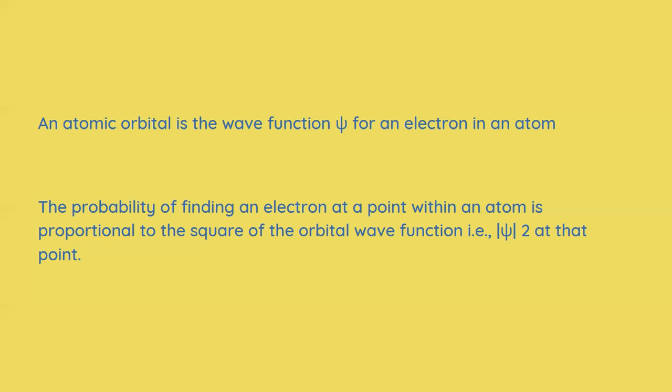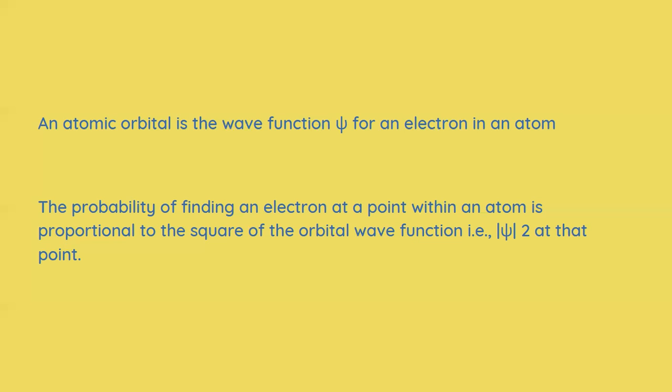And quantum mechanics is what makes it possible. So an atomic orbital is the wave function psi for an electron in an atom. In detail, we will be learning about atomic orbitals, the types of orbitals, and electronic configurations in the coming videos.